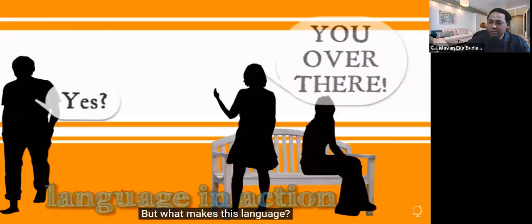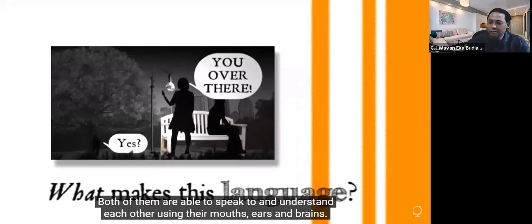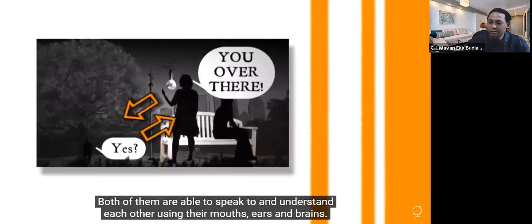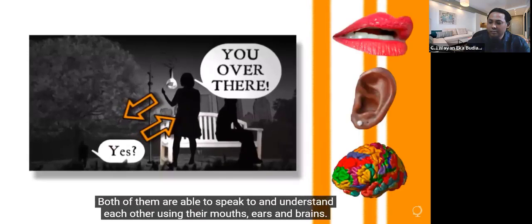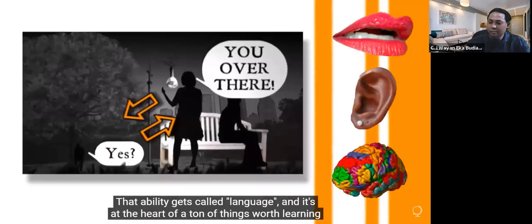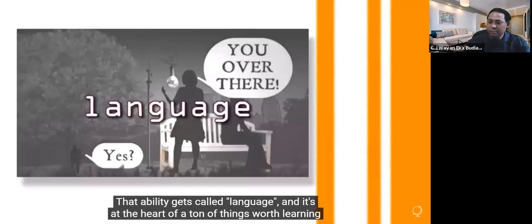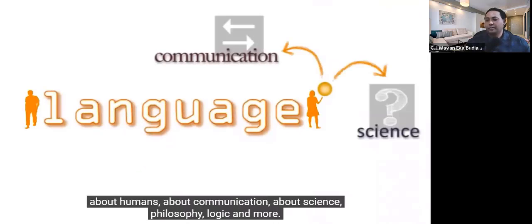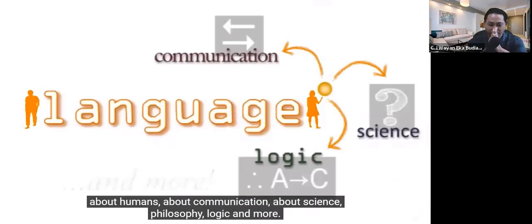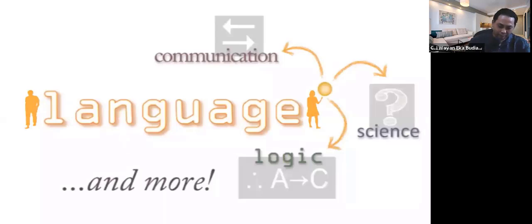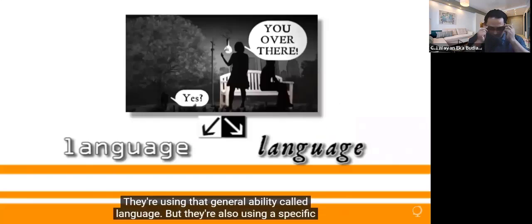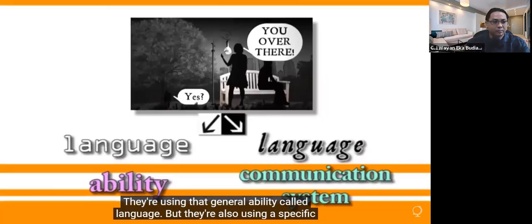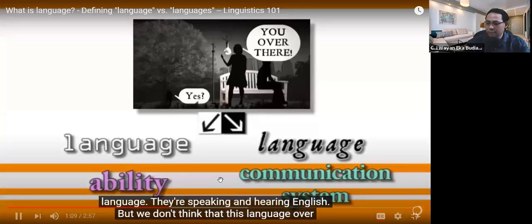But what makes this language? Both of them are able to speak to and understand each other using their mouths, ears, and brains. That ability gets called language, and it's at the heart of a ton of things worth learning about humans, about communication, about science, philosophy, logic, and much more. They're using that general ability called language, but they're also using a specific language. They're speaking and hearing English.